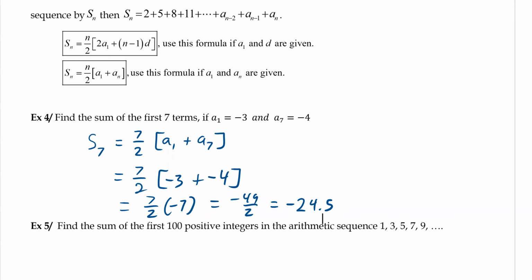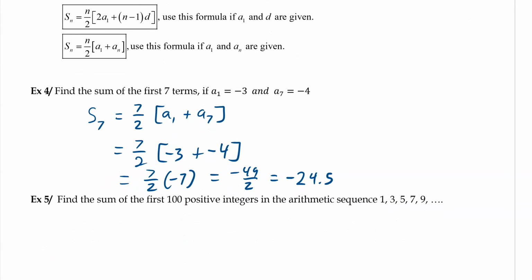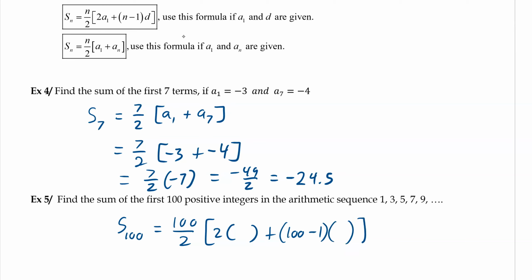Now, why do we have two formulas? And that's for the next one. So now you can see on this one, it wants the sum of the first 100. So we're going to go s sub 100. Well, we're not given the 100th term. So if you use this one, you have to find it, which is fine. You can do that. But if we just use the first one, we plug that in. We can now use our a sub 1 and our d.